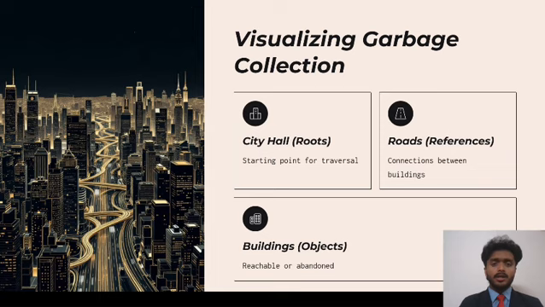To visualize this, imagine a city hall. City hall represents the root, roads represent references, buildings represent objects. If a building is connected to city hall through roads, it is active. If it has no path to city hall, it is abandoned and can be demolished. That's exactly how garbage collection works.